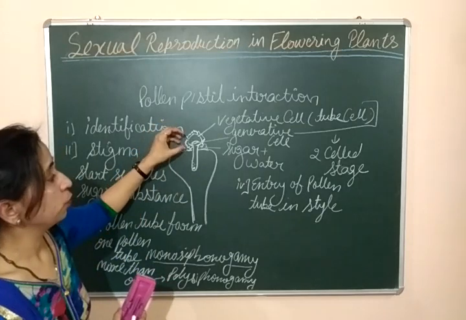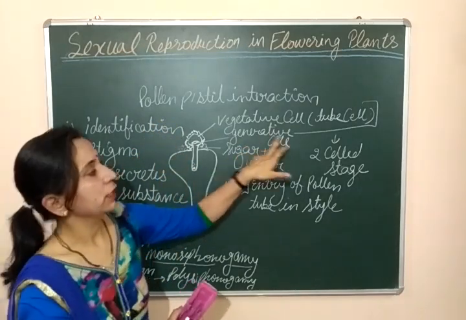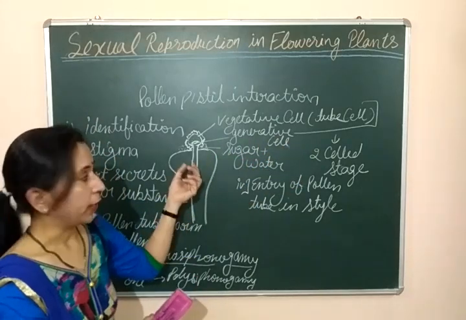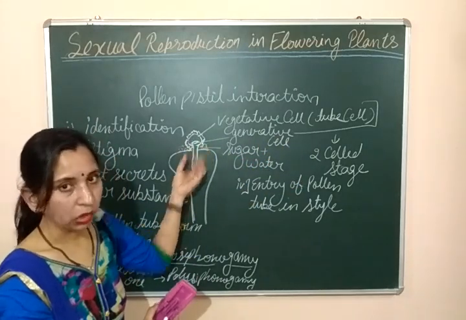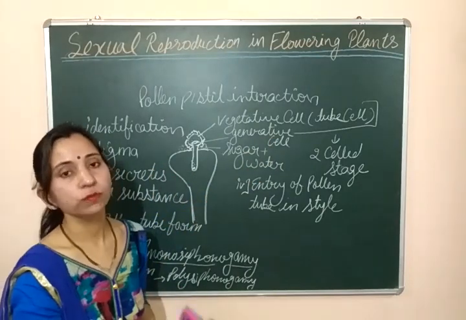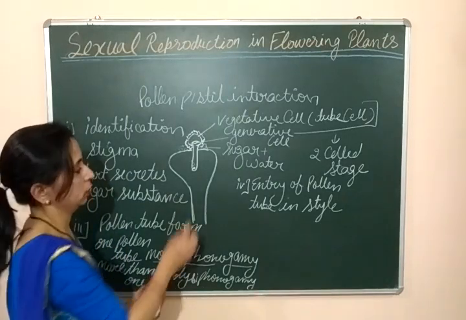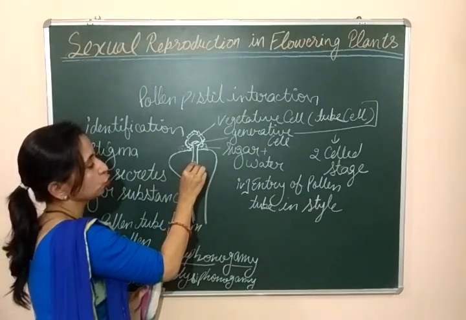When this pollen tube starts forming, at that time the generative cell gets divided. At the time when the pollen tube starts entering inside this style, the generative cell divides and forms two male gametes, and this is known as the three-celled stage. So we will have to make two gametes here.